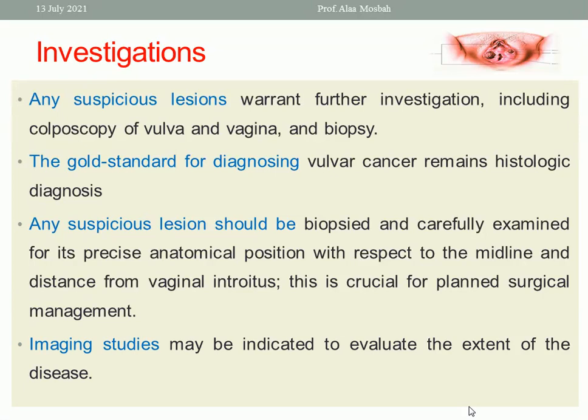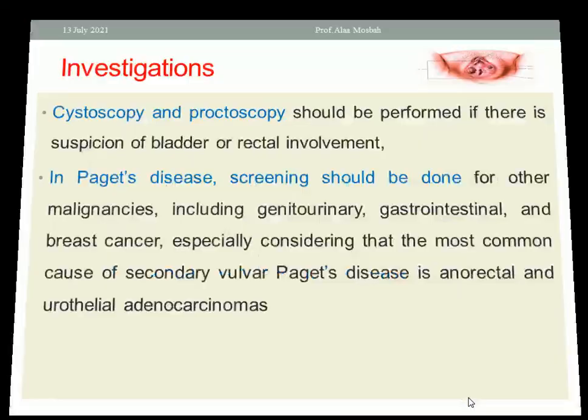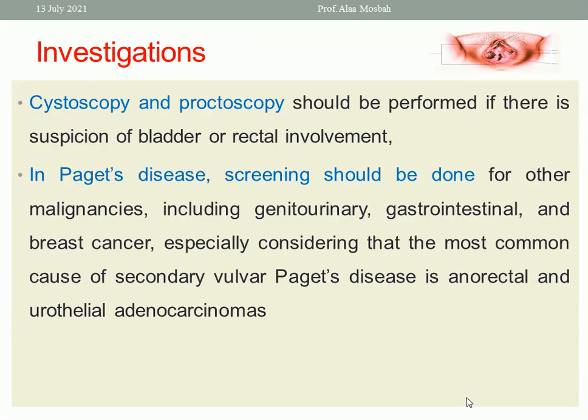Imaging studies may be indicated to evaluate the extent of the disease. Cystoscopy and proctoscopy should be performed if there is suspicion of bladder or rectal involvement. Paget's disease screening should be done for other malignancies, including genitourinary, gastrointestinal, and breast cancer, especially considering that the most common cause of secondary vulval Paget disease is anorectal and urothelial adenocarcinoma. So take care about this.